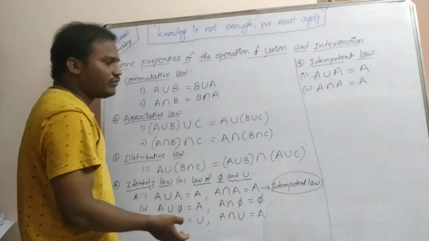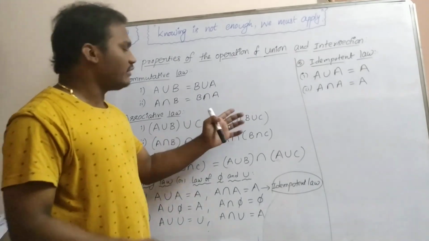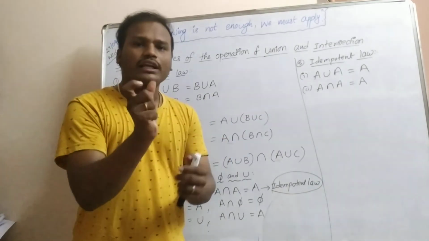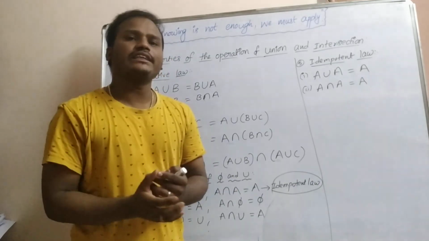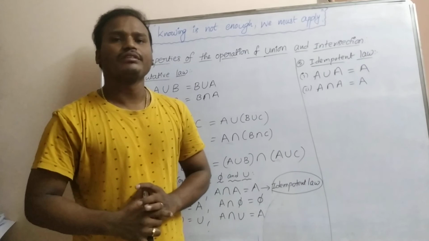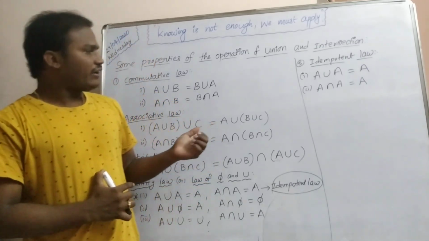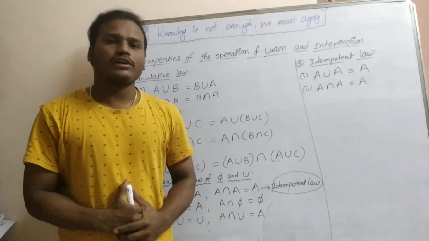So for every problem when you are solving this union, when there is a bracket, in the bracket, whatever combination of sets we have, first we should find that set. After finding that set, we have to take the other set combination. Okay, clear? So this is how we can prove the properties also.